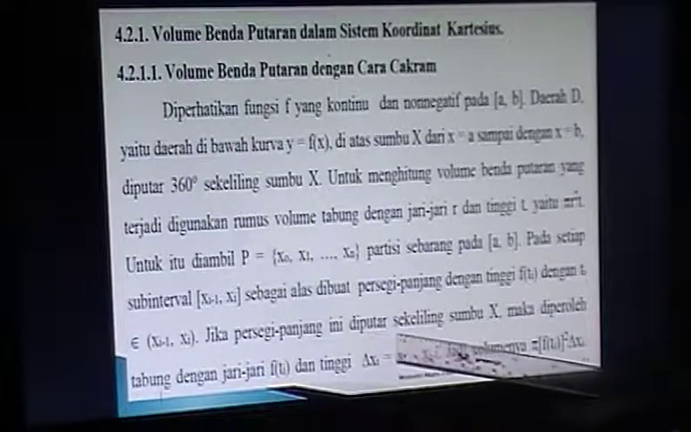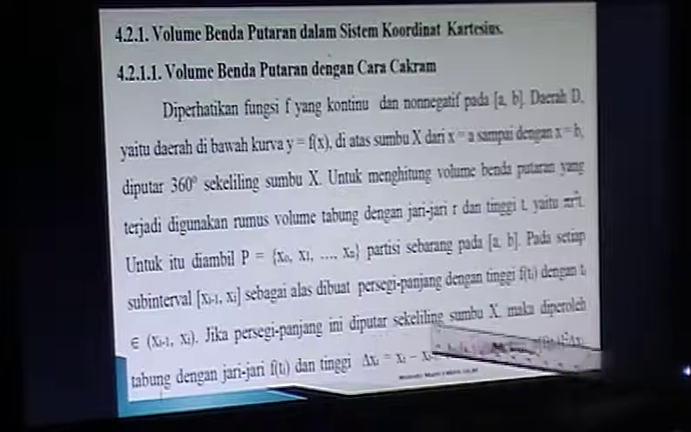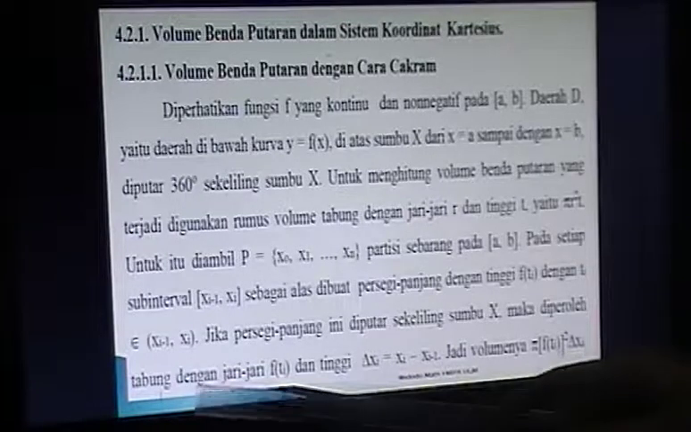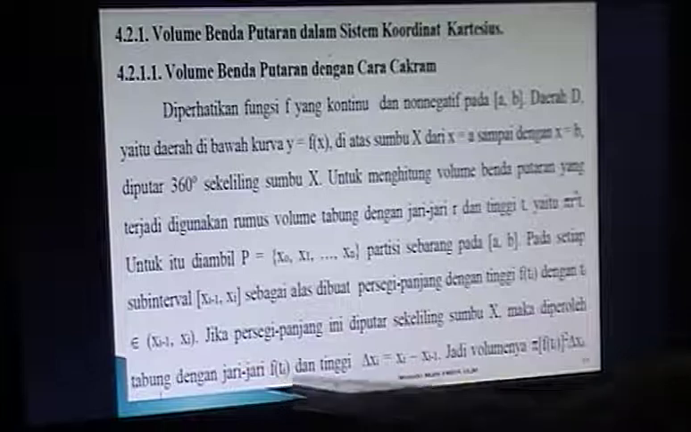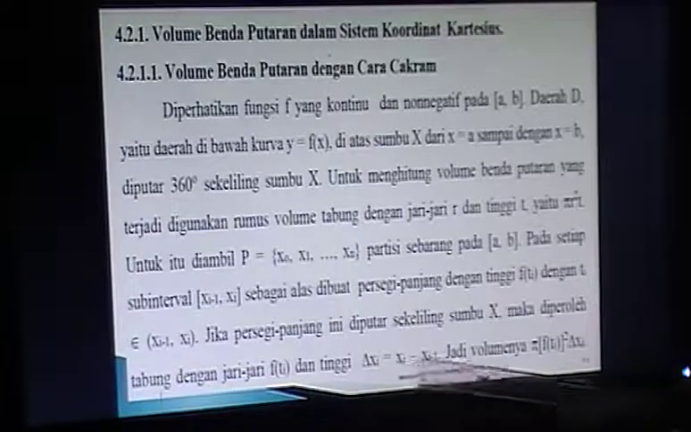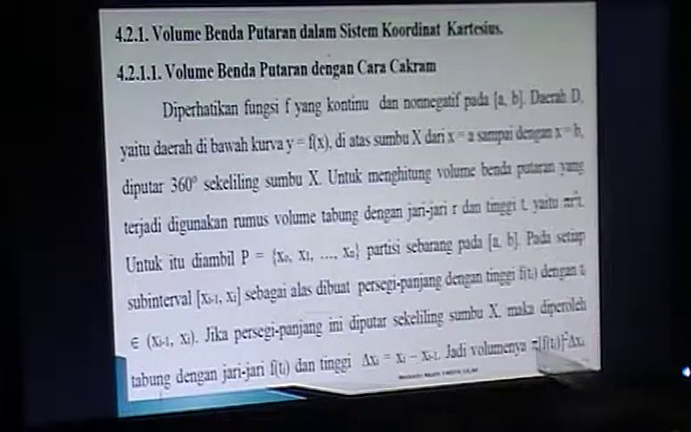If the square, I mean the square of the partition, is rotated surrounding the x-axis, then we have the cylinder. Tabung in English, I think it is cylinder. Then we have a cylinder with the radius equal to the height, that is f(ti), and the height itself is equal to delta xi, where delta xi is equal to xi minus xi minus 1. Because of that, the element volume is equal to pi r squared t, where the r is replaced by f(ti), so the element volume is pi times f(ti) squared times delta xi.